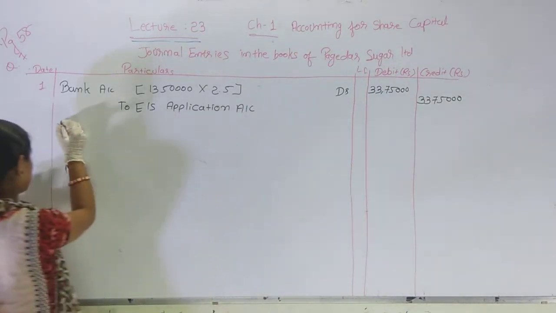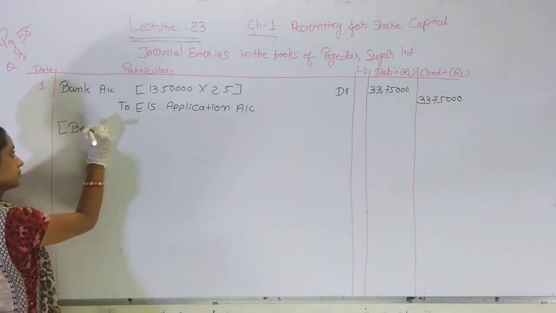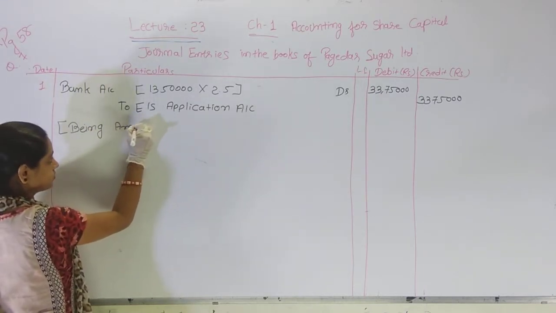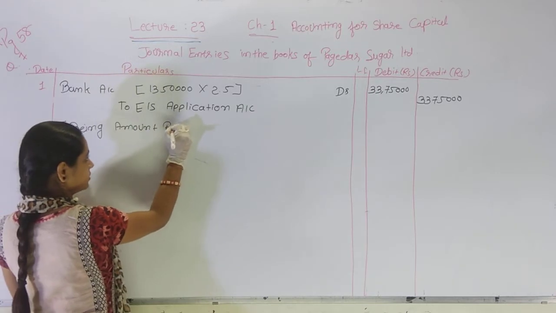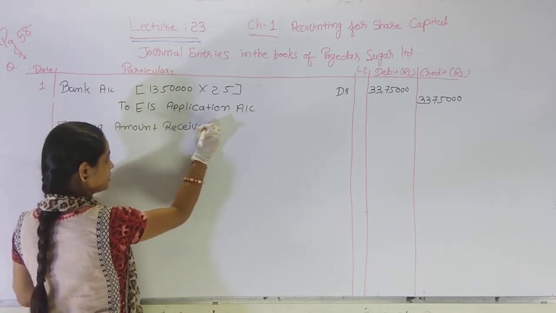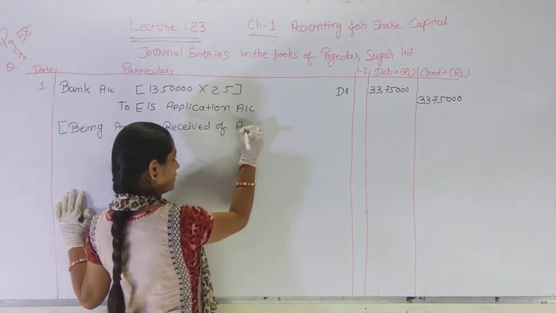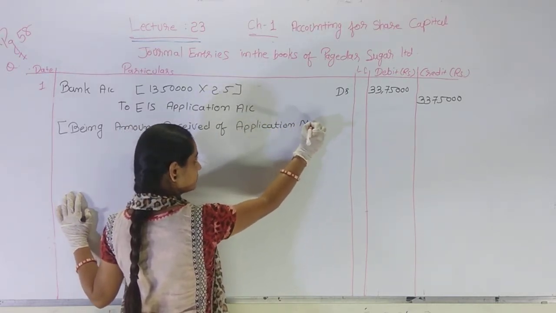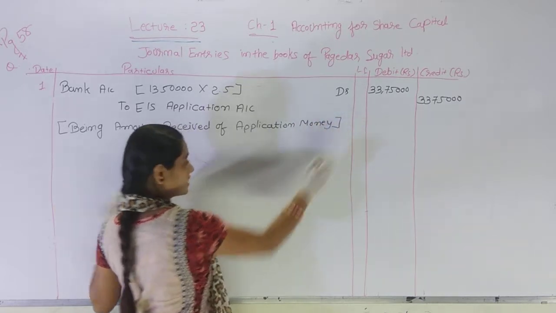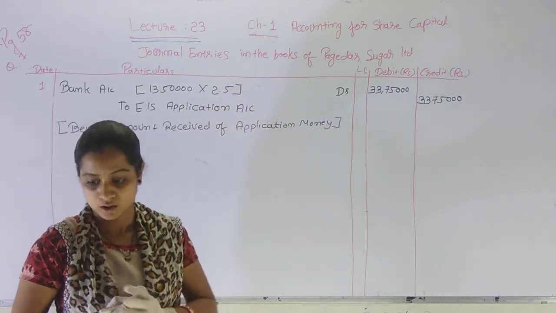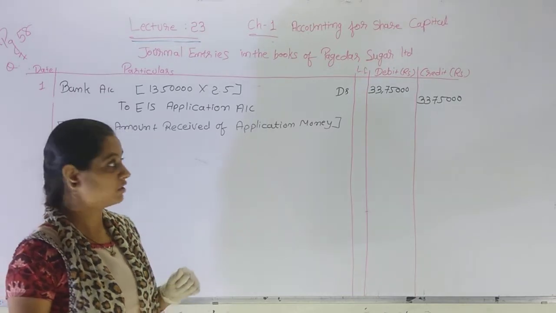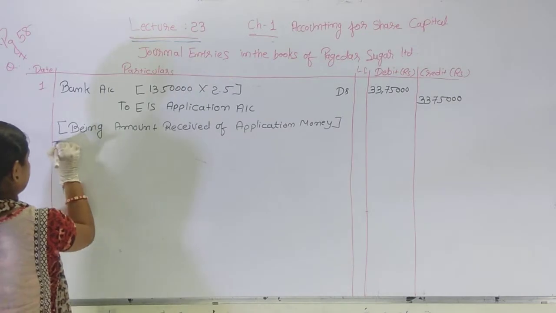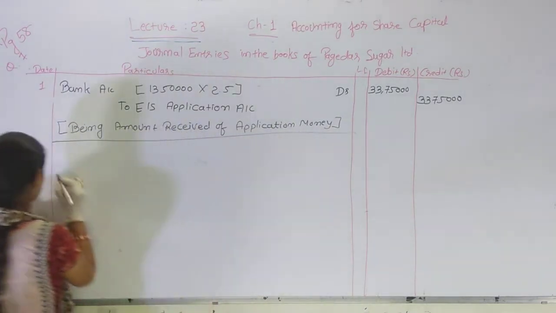Into bracket we have to write: being amount received of application money. See here, they have given 2.5, that's why we have multiplied with 2.5, right? Bracket over, underline, then second entry.